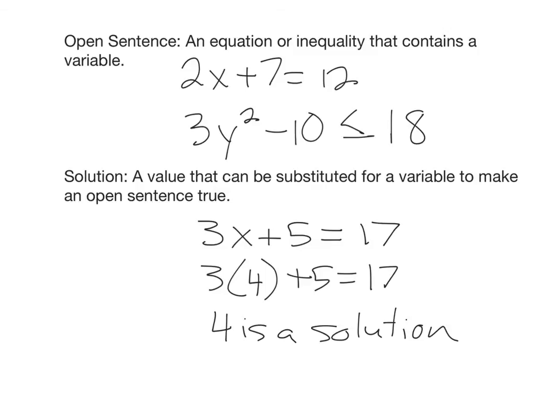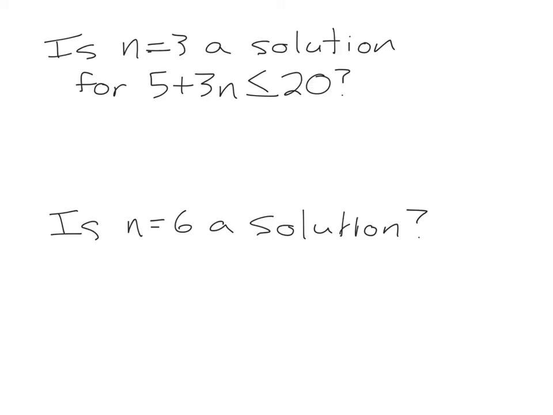Right? Now if I used 2 here for x, that would not be a solution. 3 times 2 is 6. 6 plus 5 is 11. So because 2 doesn't make this equation true, 2 is not a solution. All right, let's do one last example. Here I want to know, is n equals 3 a solution for 5 plus 3n is less than or equal to 20? So I can find out by substituting.